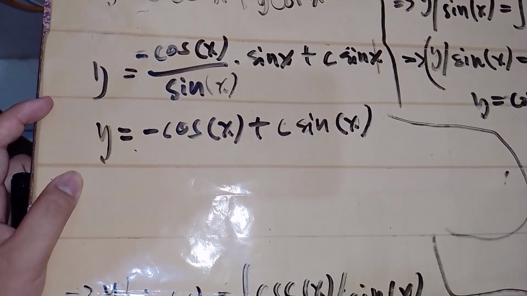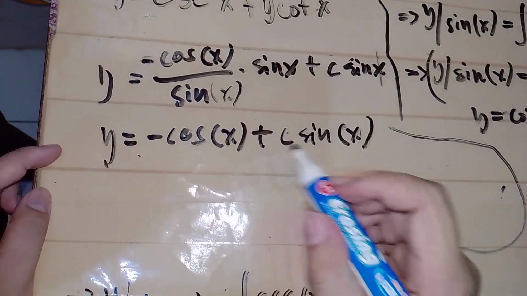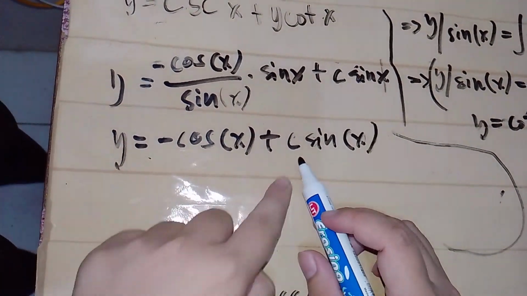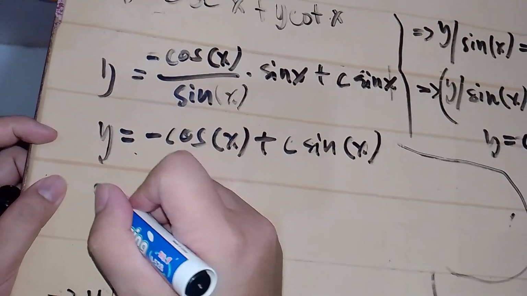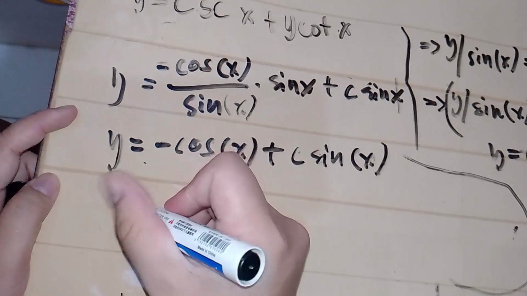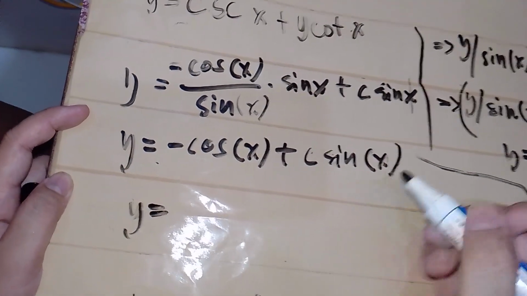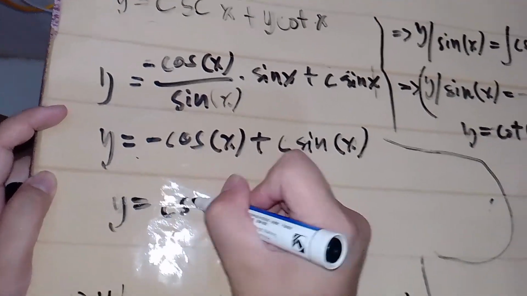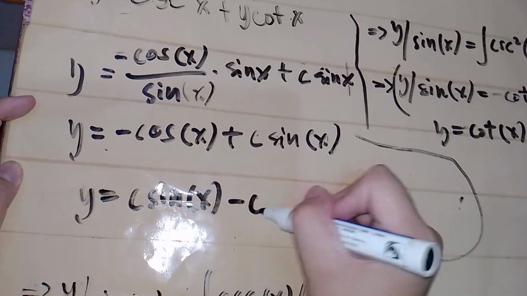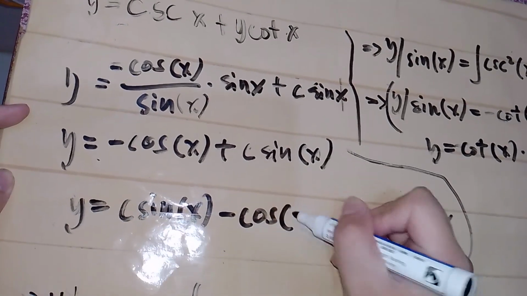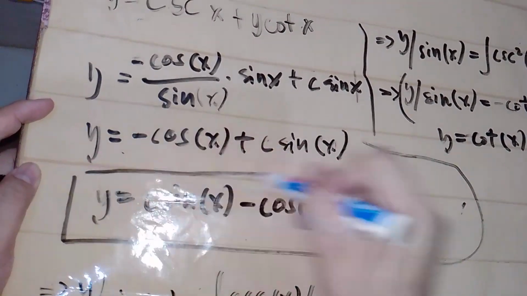So, to make it more formal, we just swap the terms. We need to put the positive term first, before the negative. So, y is equal to c sine x minus cosine of x. So, this is our final answer.